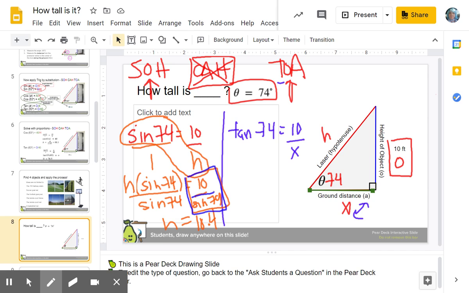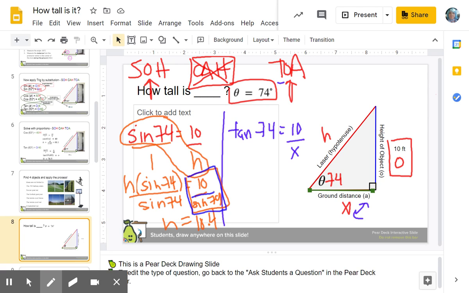Oh, you can't? Oh, let me see if I share my screen in a different way, if it helps. Can you see my Desmos now? Oh, sweet.